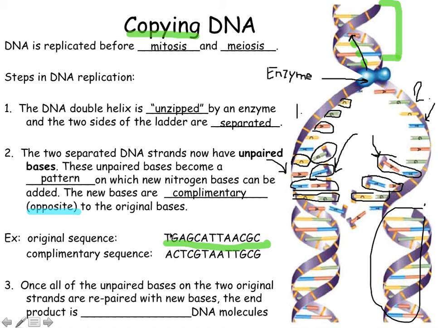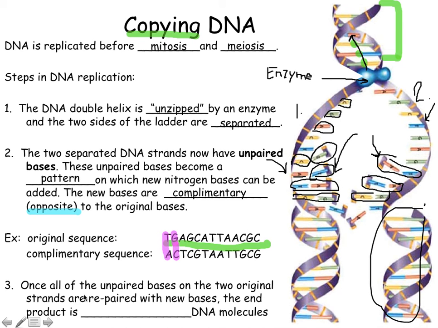As you can see, if originally there was a T, then the one that is paired with it has to be an A. You can't add a C or a G, it has to be an A. Next, if the next base in the original strand is a G, then the new one you have to add on has to be a C. And so on down the line.